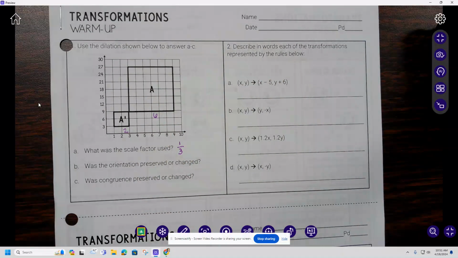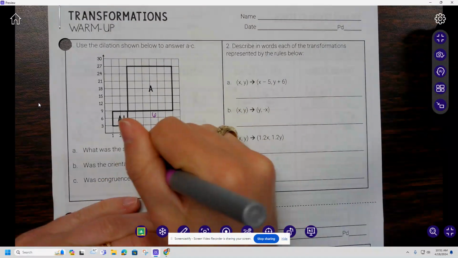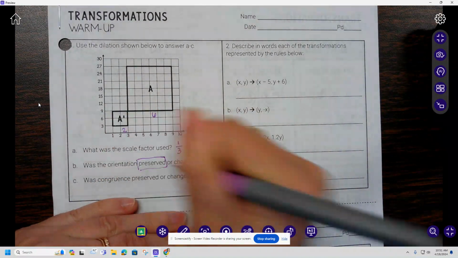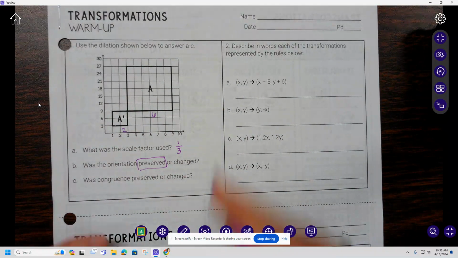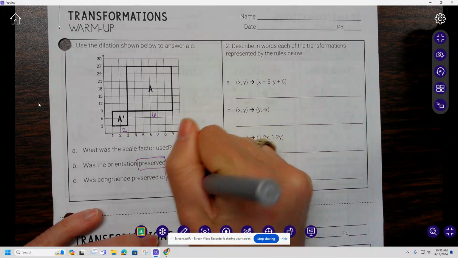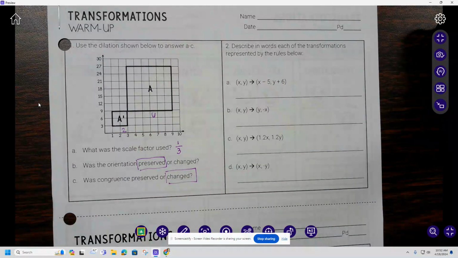Was the orientation preserved or changed? It was preserved, which means it was not rotated or anything like that. Was congruence preserved or changed? It was changed because it is not the same size. It is the same shape, but not the same size.